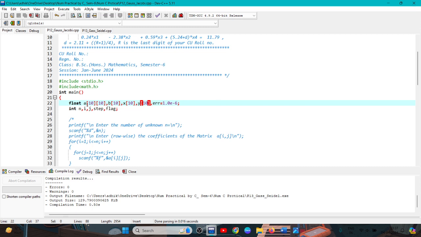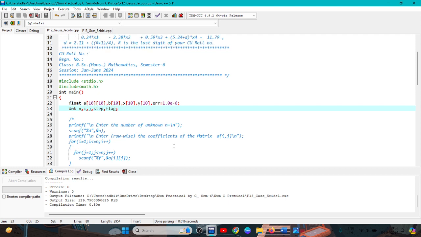First, define the variables: a two-dimensional float variable A[10][10], one-dimensional variables B, X and Y, up to 10, that is 0 to 9, and this is the error term. And the integer variables are N, I, J, step, and flag.